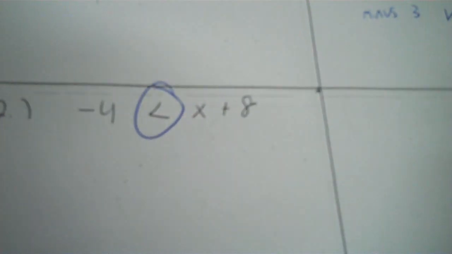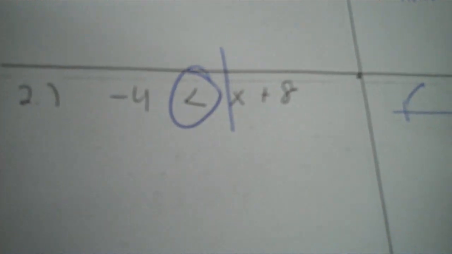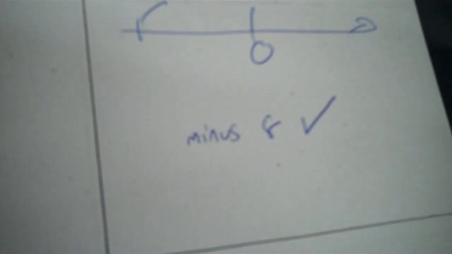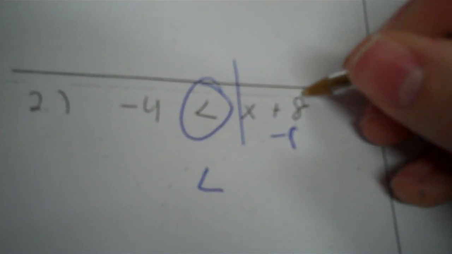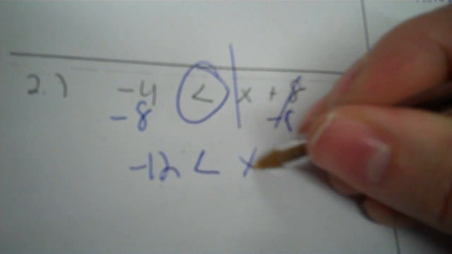Okay, next problem, number 2, negative 4 is less than x plus 8. So we have to get x by itself. We're going to minus 8 and check the sign. Okay, so minus 8, negative 4 minus 8 is negative 12, and then we have x.